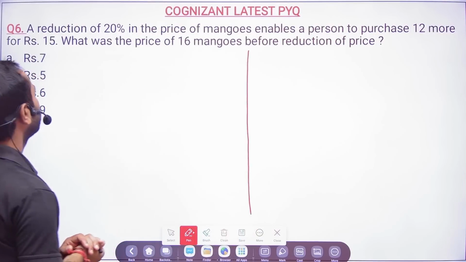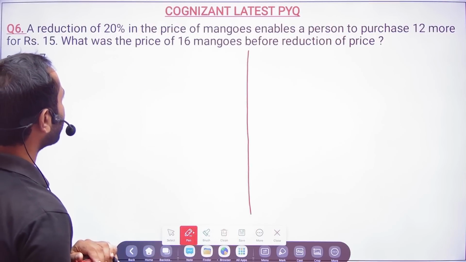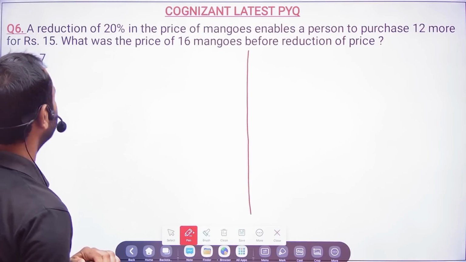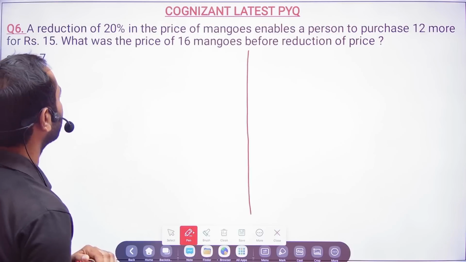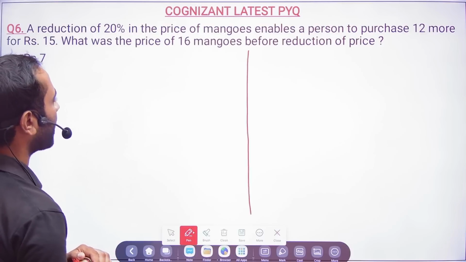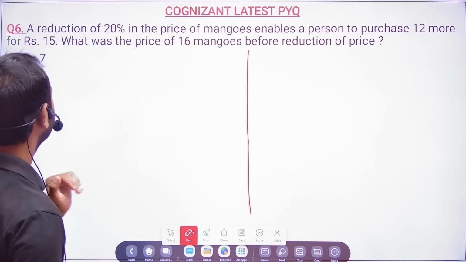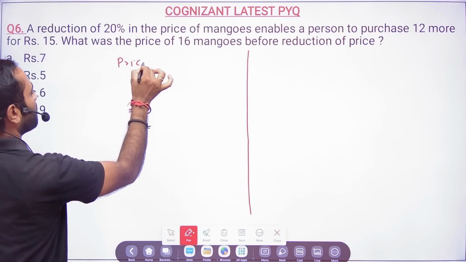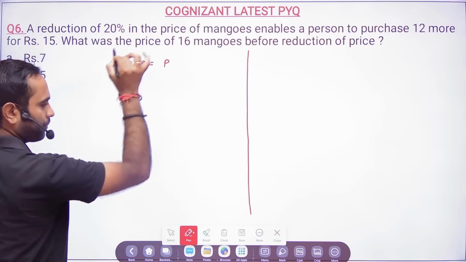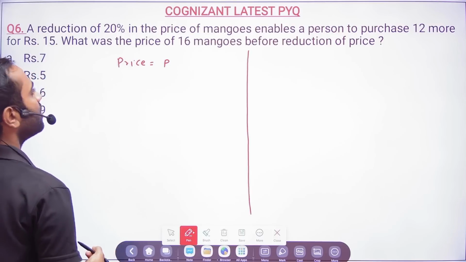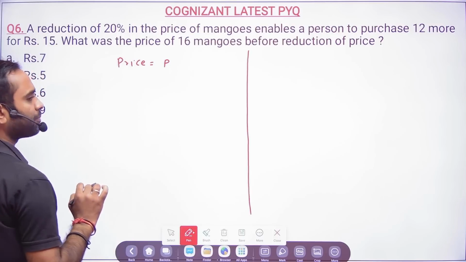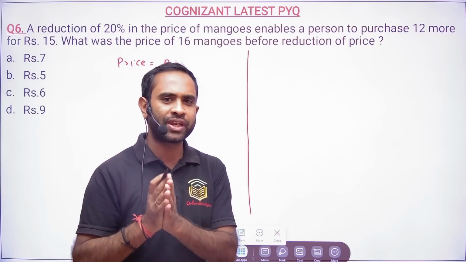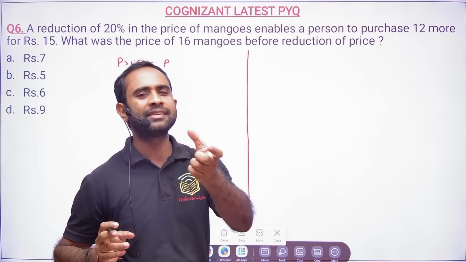So what they are telling: a reduction of 20% in the price of mangoes enables a person to purchase 12 more for rupees 15. What was the price of 16 mangoes before the reduction of the price? Now friends, suppose the price earlier was P. Now let us try to frame the equation. If you want to frame the equation, first you need to understand how easily you can put it, right?